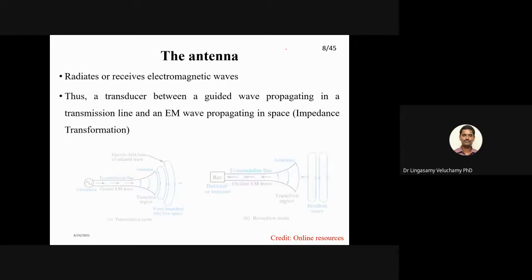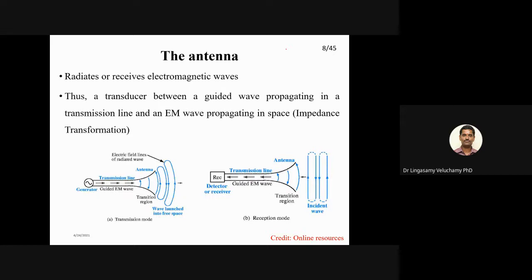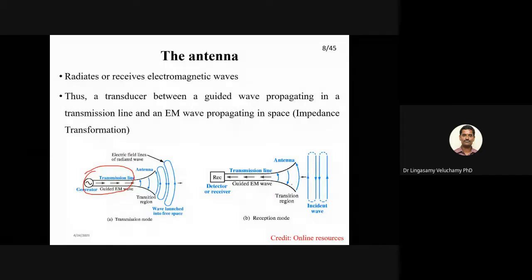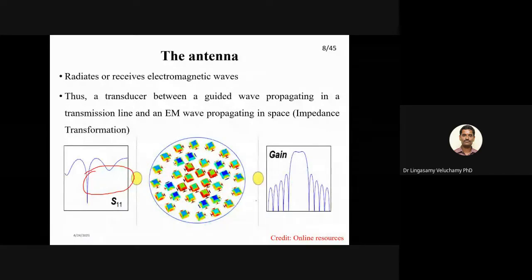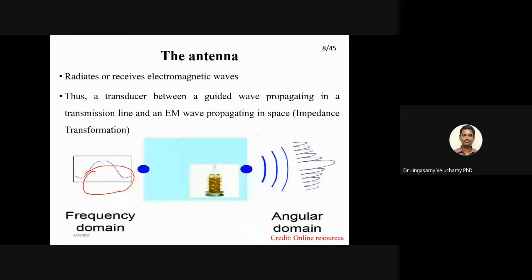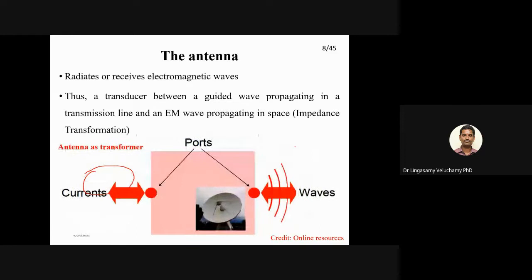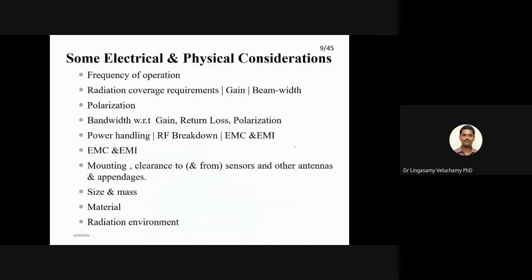So an antenna can be explained through various pictorial representations. You can see here that the currents are going in the transmission lines, and when it comes out of the antenna, it is in the form of space wave, or spatial domain, or angular domain. Then you have several definitions there: converting the circuit parameter to the gain, the frequency domain to the angular domain, and converting the current to the waves. So these are all the different notions of antennas.